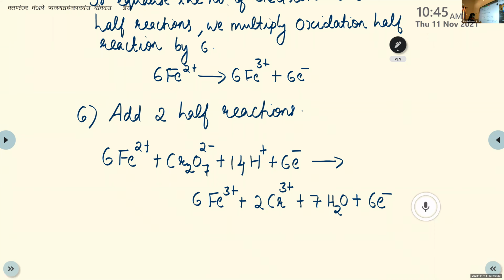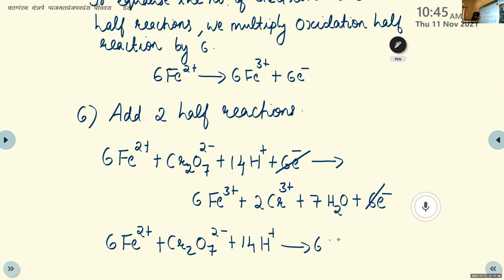Okay, now we can rewrite this equation by avoiding the 6 electrons. 6 Fe2+ + Cr2O7 2- + 14 H+ gives 6 Fe3+ + 2 Cr3+ + 7 H2O. This is the final balanced ionic equation of this redox reaction.